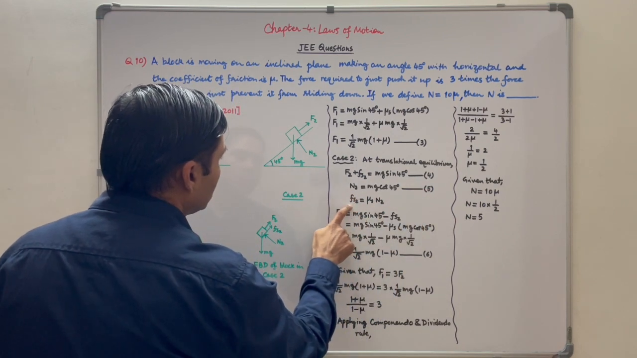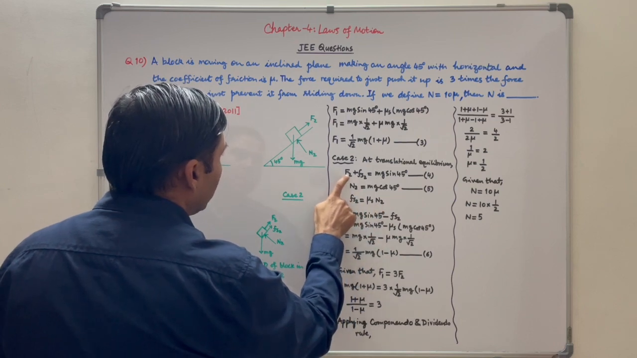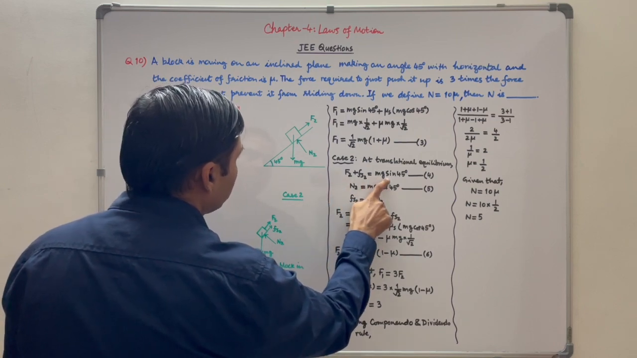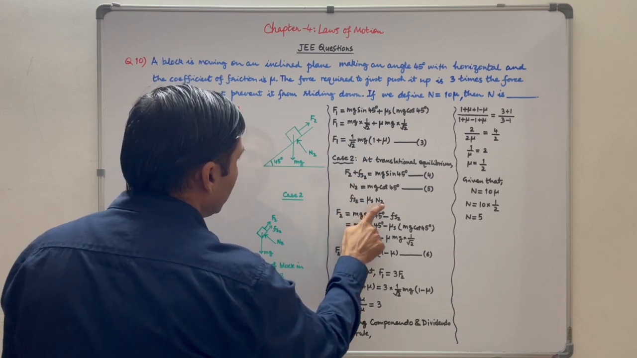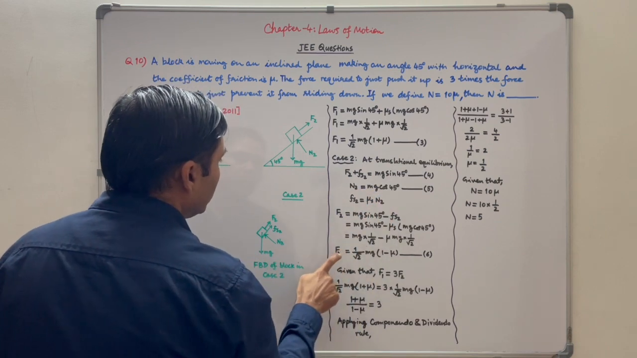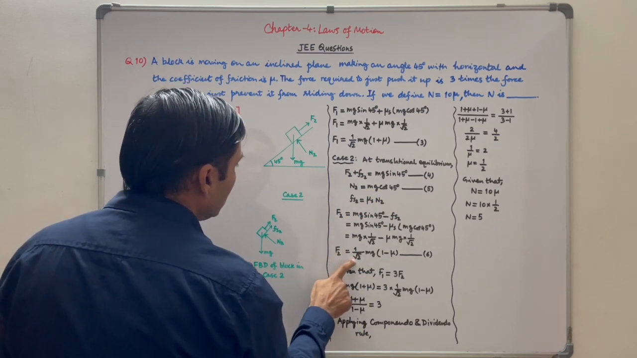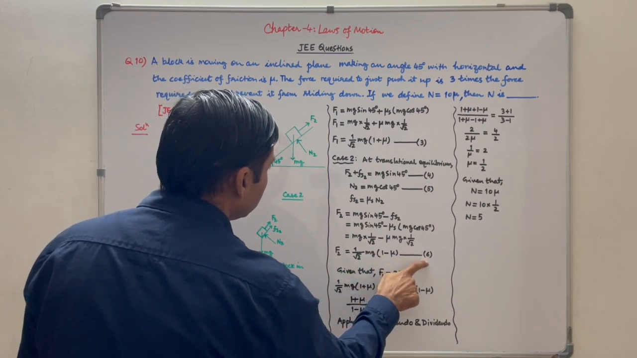We know that Fs2 is equal to mu s into N2. From equation number 4, F2 is equal to mg sine 45 minus Fs2. And Fs2 is equal to mu s into N2. N2 is equal to mg cos 45. So we get F2 is equal to 1 by root 2 mg into (1 minus mu). This is equation number 6.